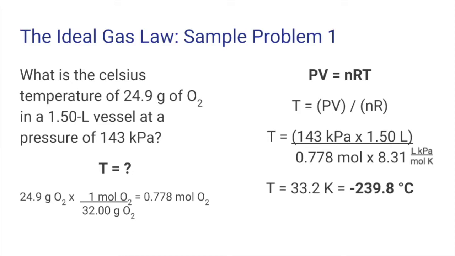Now we're ready to solve for T and substitute P, V, n, and R. So we get T equal to 143 kilopascals times 1.50 liters divided by 0.778 moles and 8.31 liters kilopascals over mole Kelvin. If we put the numbers correctly into our calculator, we'll get 33.2 Kelvin, rounded to three significant figures. The problem wants the answer in Celsius, so by subtracting 273.15 and rounding correctly, we'll get negative 239.8 degrees Celsius.